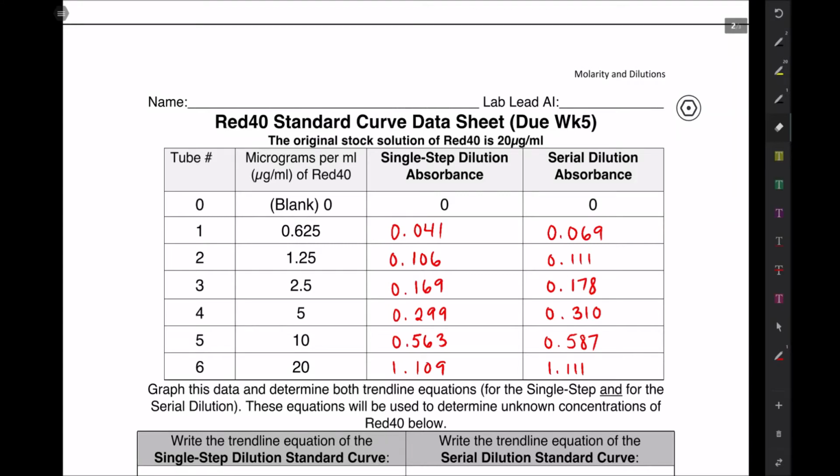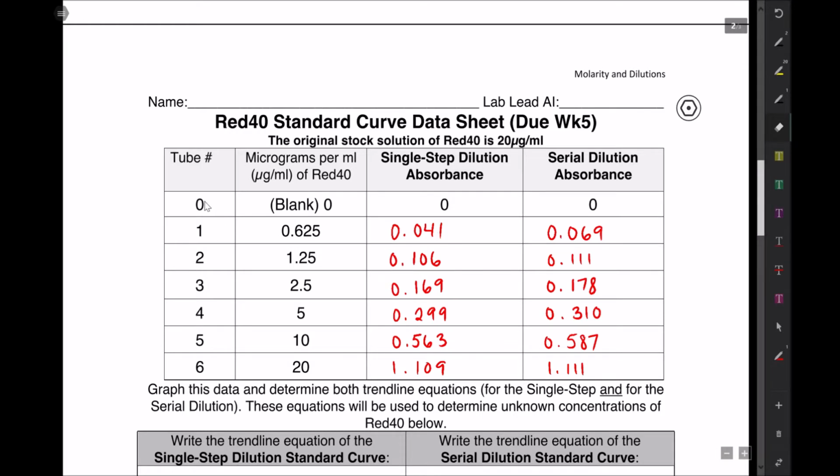Okay, hi guys. So we're going to be going over the Red40 standard curve datasheet. This is due at the beginning of lab in week 5, which is this week. So here we see these are my absorbance values that I got when I got my spec work done.